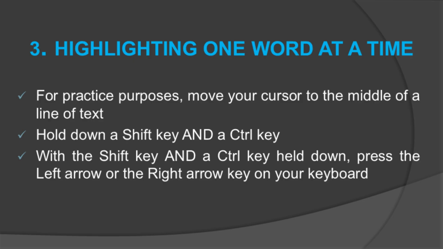Highlighting one word at a time. For practice purposes, move your cursor to the middle of a line of text. Hold down a Shift key and a Control key. With the Shift key and a Control key held down, press the left arrow or the right arrow key on your keyboard.